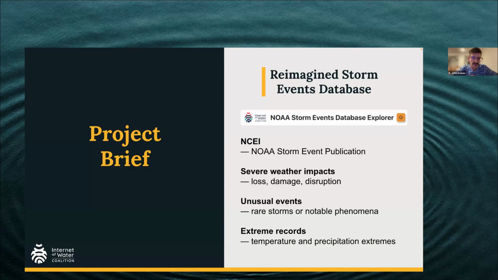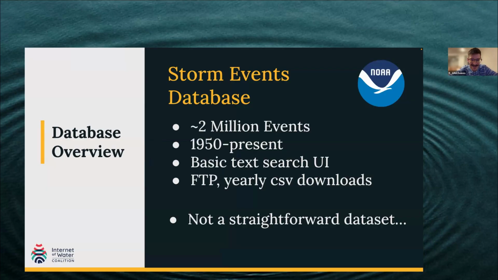The database also documents unusual events. These would be things that don't happen too often, like snow in Florida, or even extreme records, such as high temperature and precipitation extremes. And if you go to the next slide, Brad, that'd be awesome.